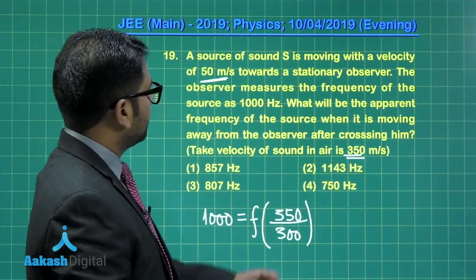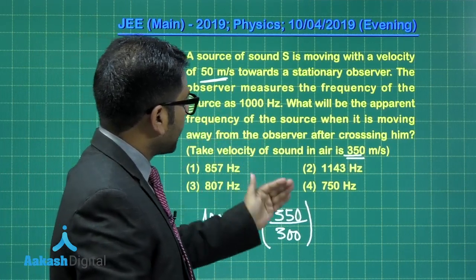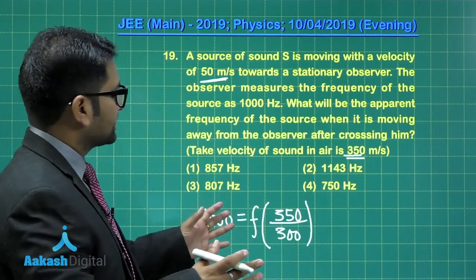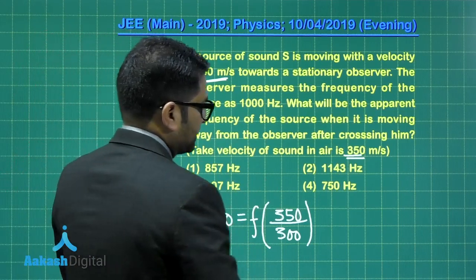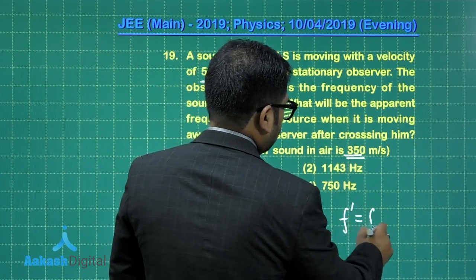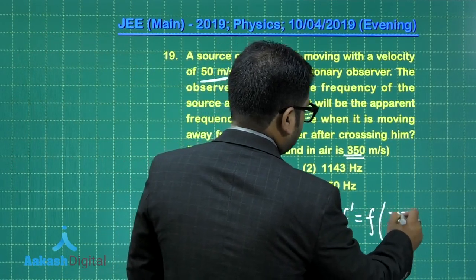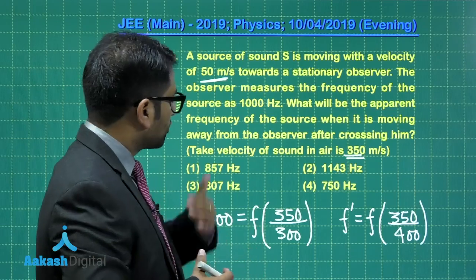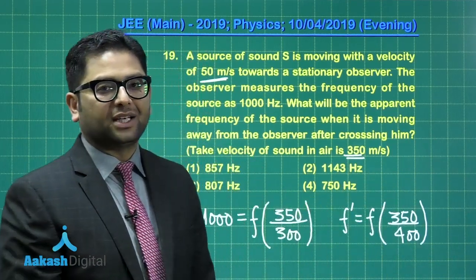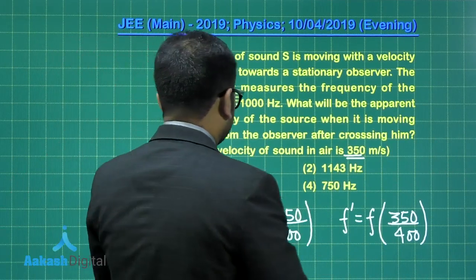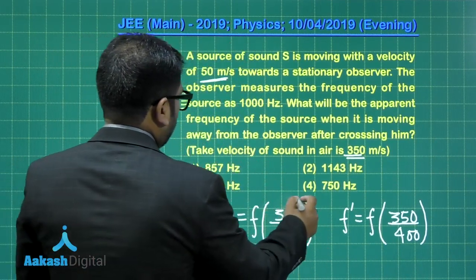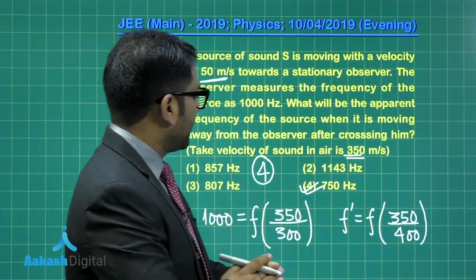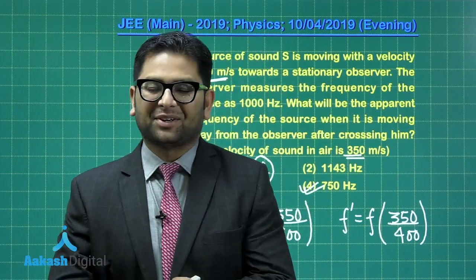Now, next time what happens is, we need to calculate the apparent frequency when the source is moving away. And yes, the speed is the same. So in that given case, if I call this f dash, which would be equal to f times 350, but downstairs it's going to be 400, because now it's receding away from the observer. That was quite straightforward. Now you solve this and you would get option number 4 as the correct option. A straightforward one and nice for those who were in the examination hall.